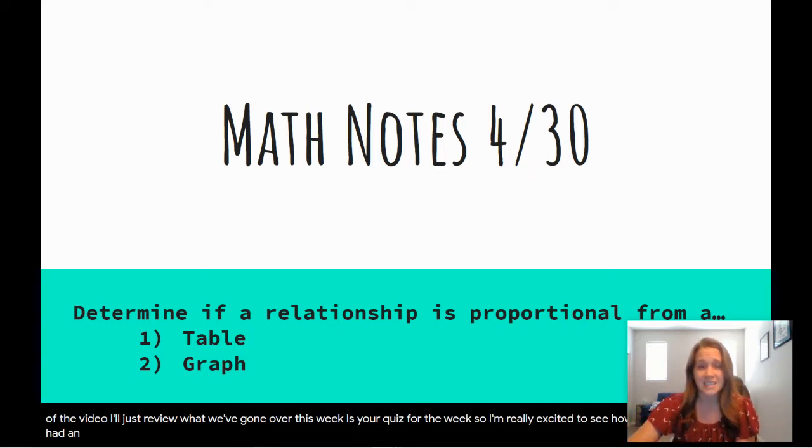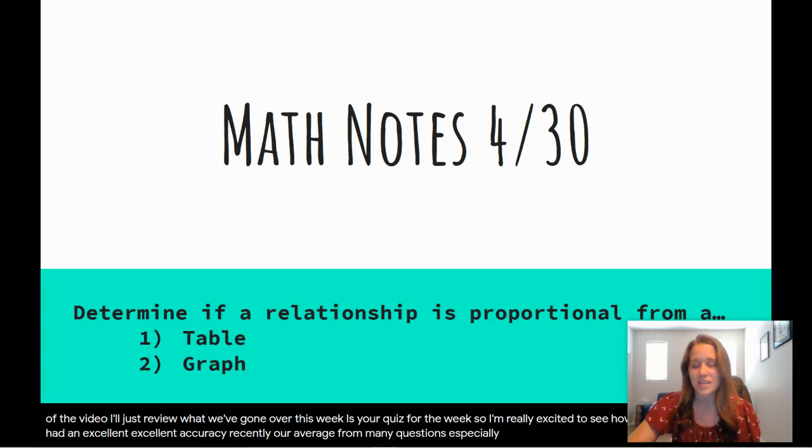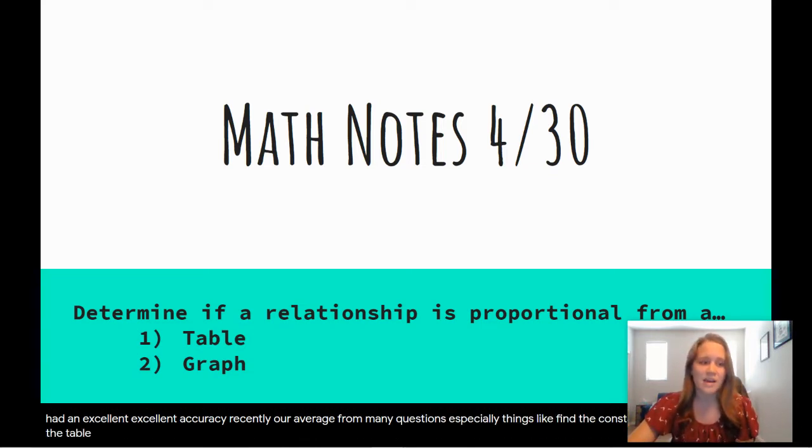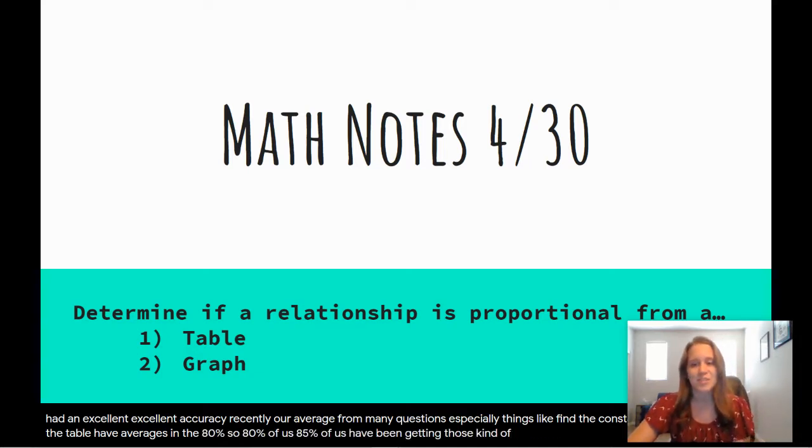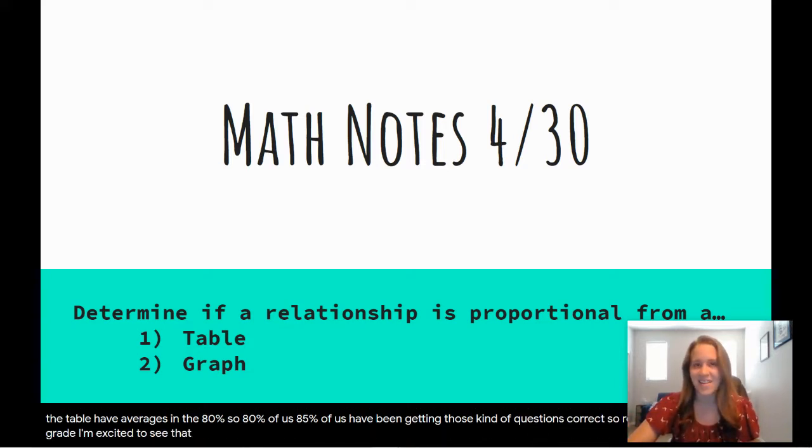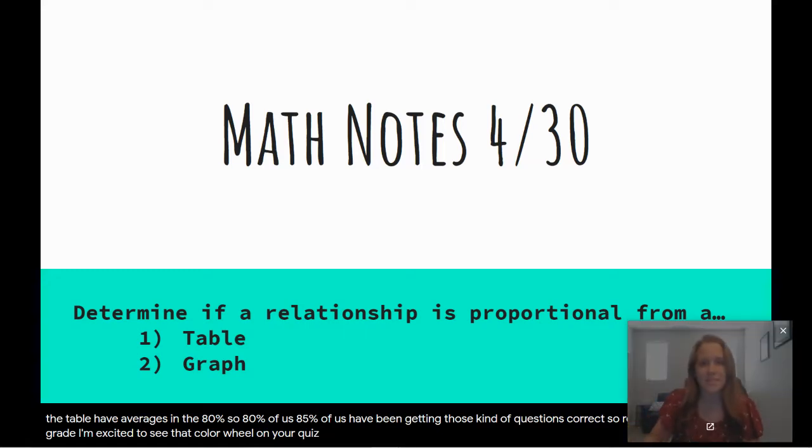We've had an excellent accuracy recently. Our average for many questions, especially things like find the constant of proportionality from the table, have averages in the 80%. So 80% of us, 85% of us have been getting those kind of questions correct. So really, really nice job, 7th grade. I'm excited to see that color wheel on your quiz for today.